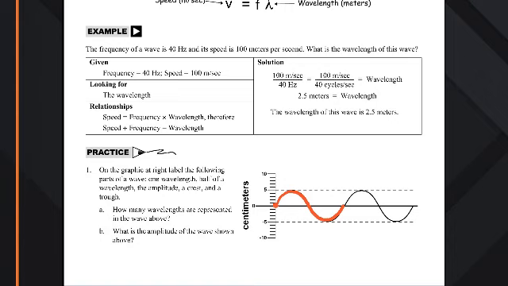What you have to do is now label the other parts. You have to have half of a wavelength. And then you need to label the amplitude, you need to label the crest and you need to label the trough.